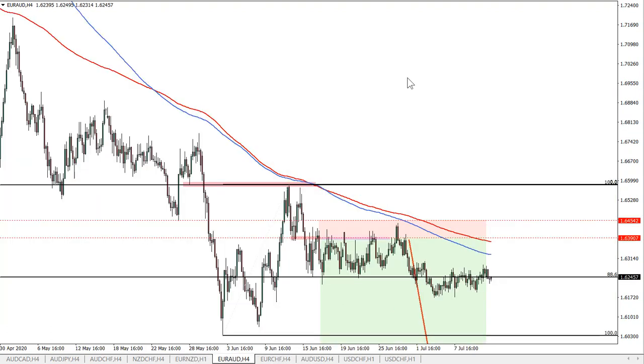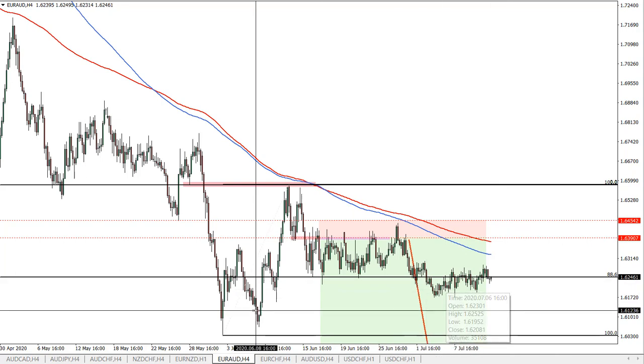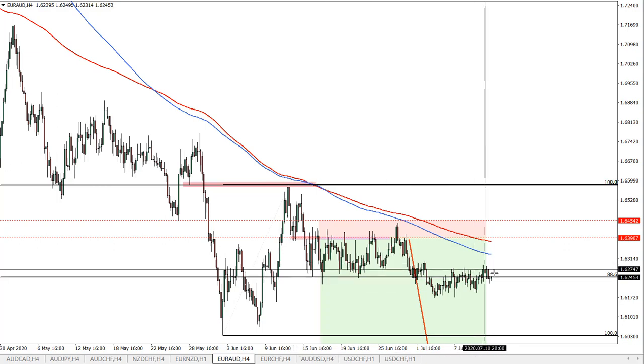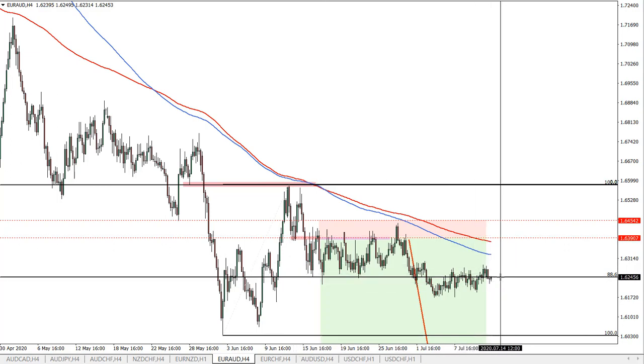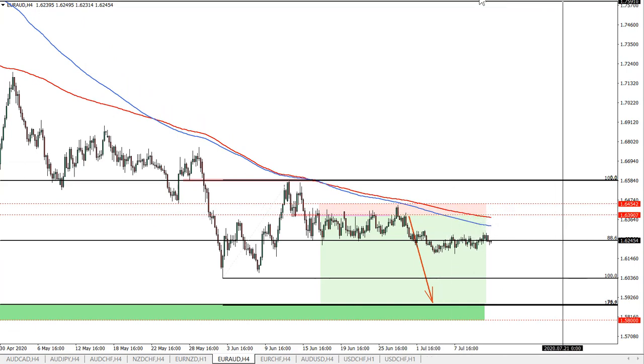Okay, moving to the Euro Australian dollar. This pair looks still extremely attractive. Currently price remains at the previous support zone, which is now resistance, and perhaps this is a very good opportunity yet again for the Euro Australian dollar to start moving lower. A risk-free opportunity as well.